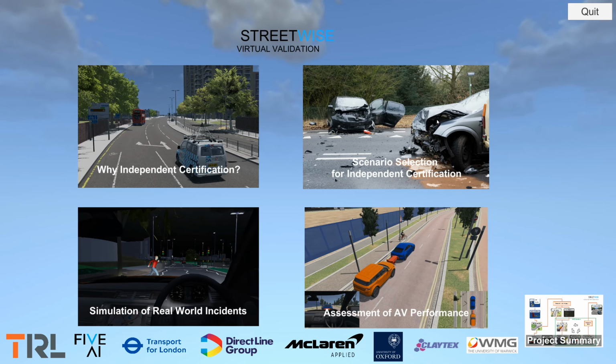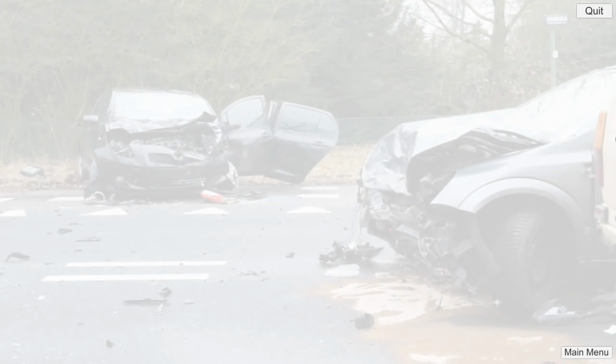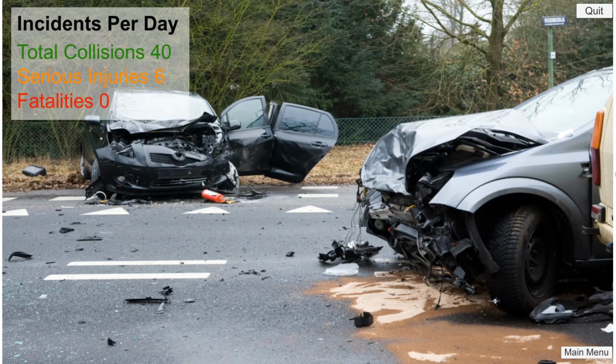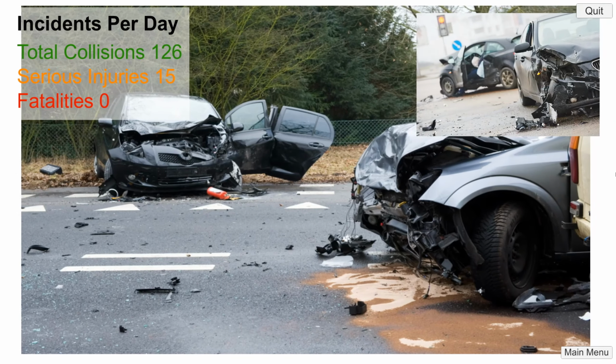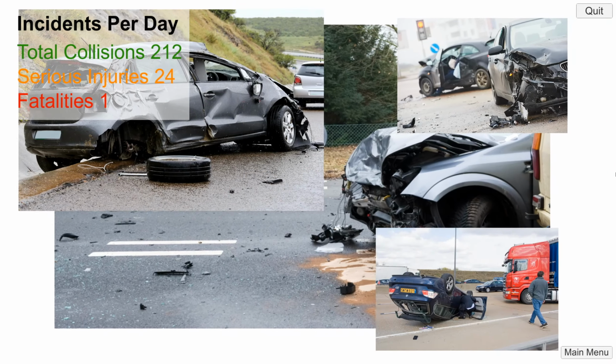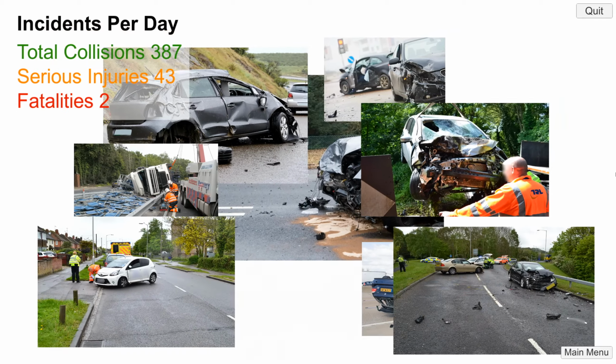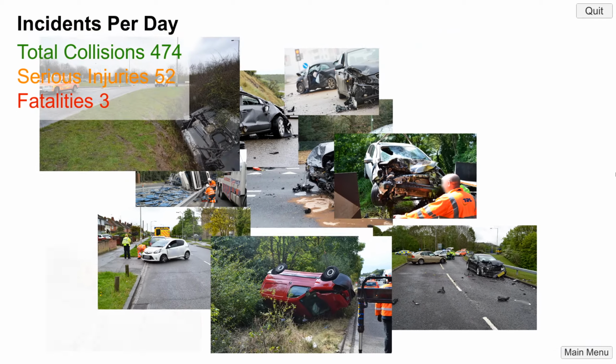Now about scenario selection for independent certification. This is one of the incidents that you may see on the roads today. On the specific incident, there were two serious injuries, a collision that may have been avoided with the help of automated vehicle systems. There are many different types of accidents happening all around Great Britain every day.